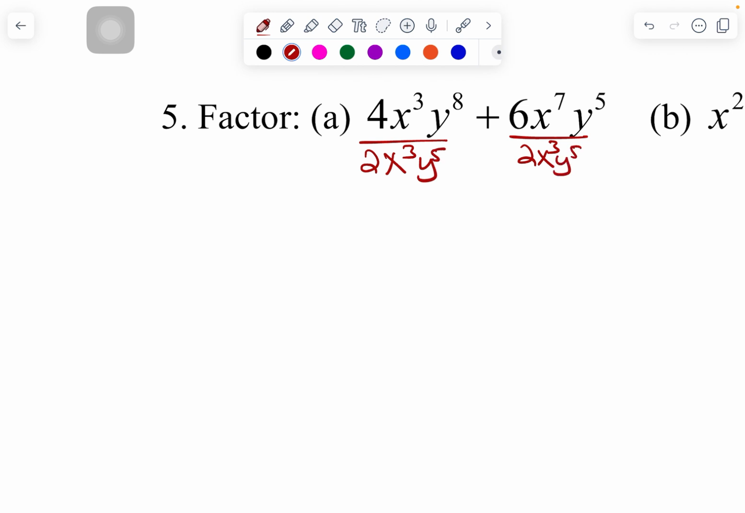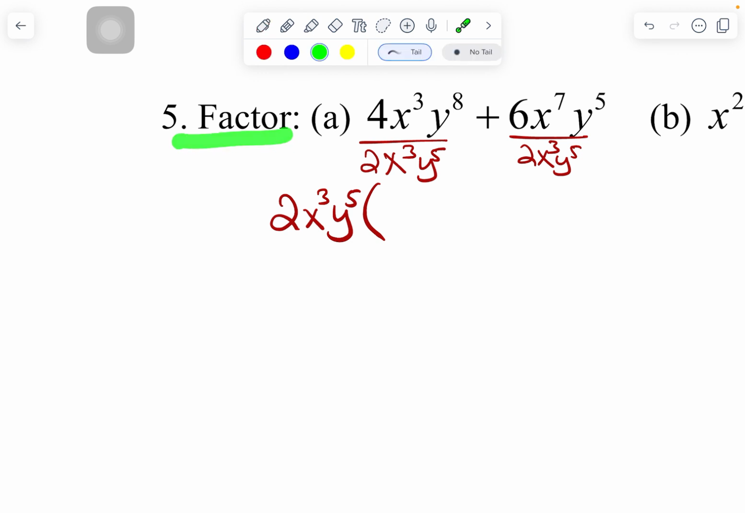Now, please, for the love of all that is good in your math world, do not lose that GCF. It is still part of your terms. It's still part of your answers. In fact, it is a factor, right? GCF, greatest common factor. Okay, so don't lose it.